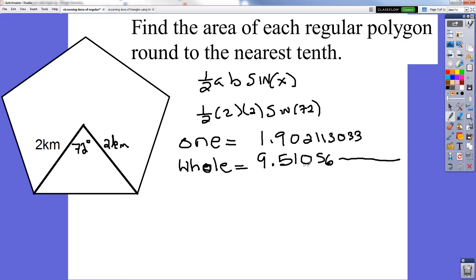9.5105 and it keeps on going. We don't need those. We care about rounding to the nearest tenth. And again, you look, that's a 1, which means that this is not big enough, so we are left with approximately 9.5 kilometers squared for our answer. That's the whole thing.